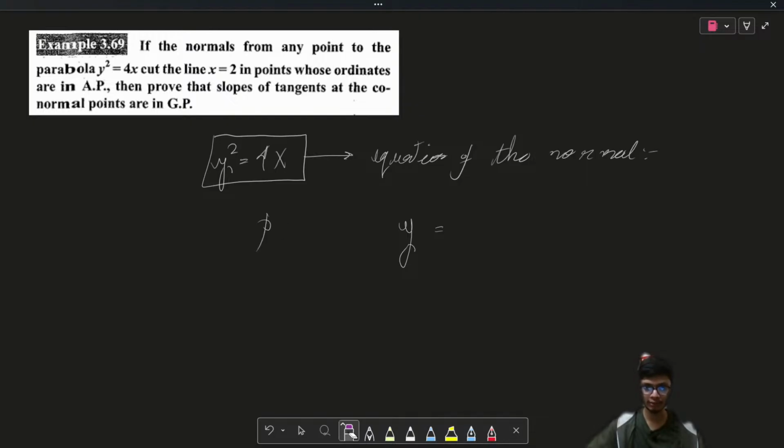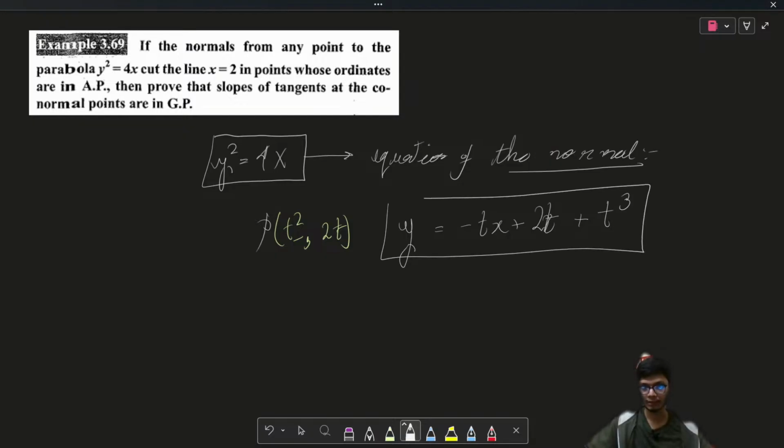Over here any point P can be given as (t squared, 2t), because the value of a is equal to 1. So the equation of the normal will be of the form y = -tx + 2t + t cubed, right? This is how the equation of the normal would look. Now it is said that if the normals from any point to the parabola cut the line x equals 2 in points whose ordinates are in AP, right? So what do I mean by that?